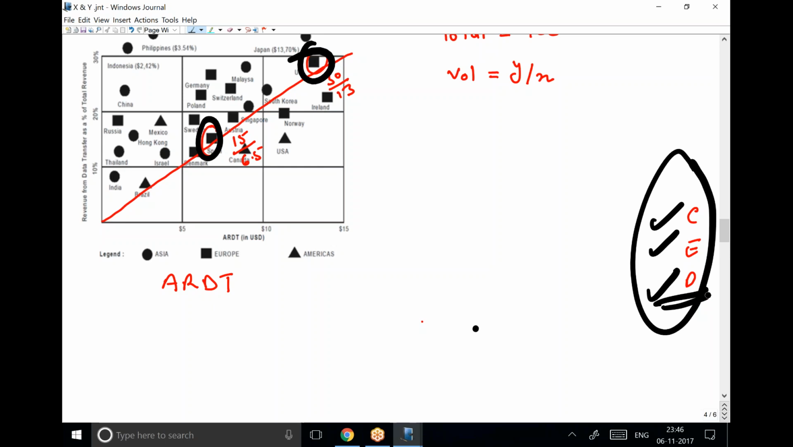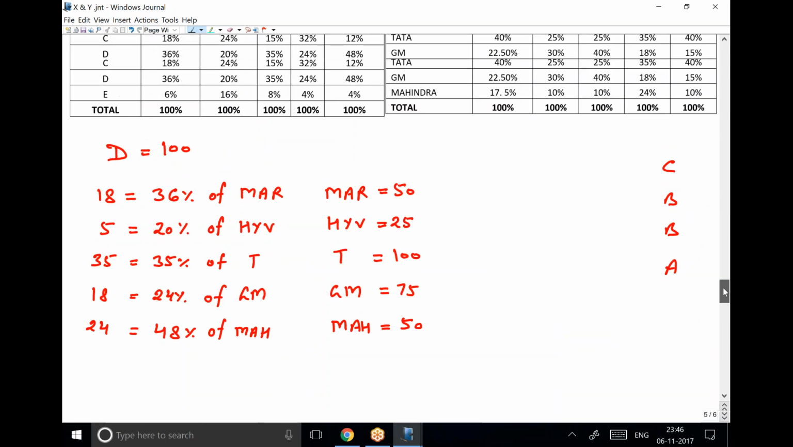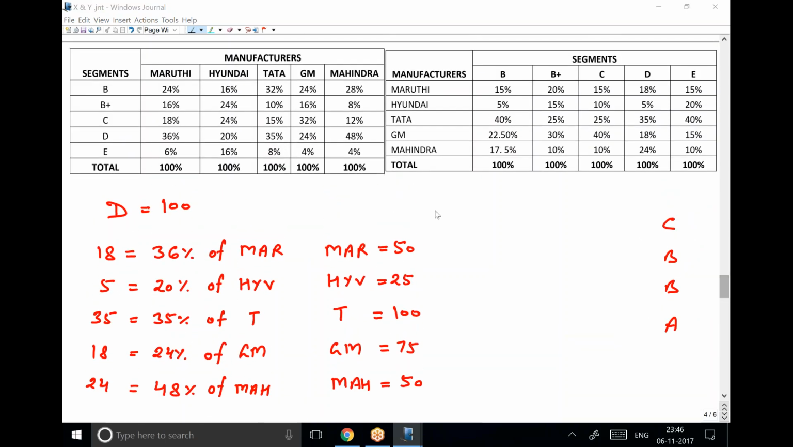So these questions were based upon x into y. This question is also based upon x into y, and I have discussed it in class. Why is it an x into y case? The reason is that whatever is given to us in segment terms over the y-axis is given to us over the x-axis in the other diagram. So how will you approach this question? You can take this D as fixed, given to us as 100.